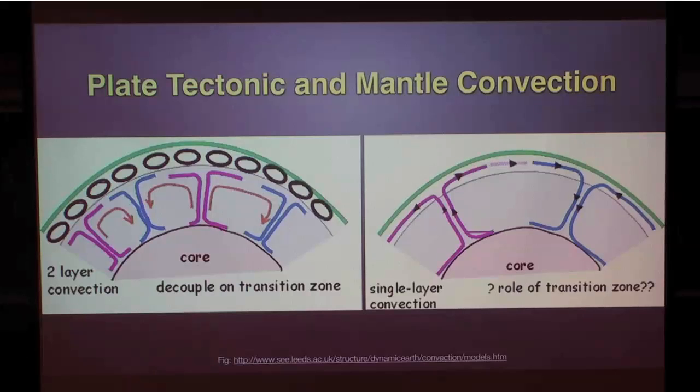So that's a simplistic cartoon showing the two end-member models of convection, where we might have layered convection or all-mantle convection. Now, obviously, the truth is probably somewhere in between. But the transition zone, or the top of the lower mantle, maybe the 1,000-kilometer depth, might play a role in here.